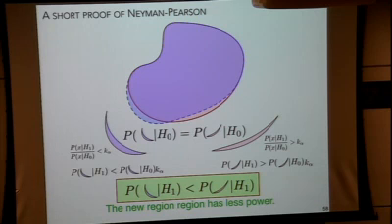Okay, so that's the Neyman-Pearson lemma, and this is the reason why likelihood ratios are powerful and important, and you see them all the time. Okay, in this case of simple hypothesis testing, it's the best you can do.